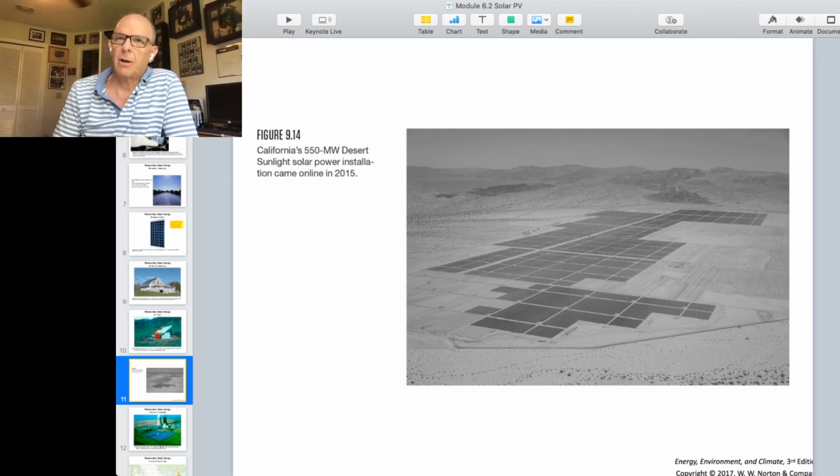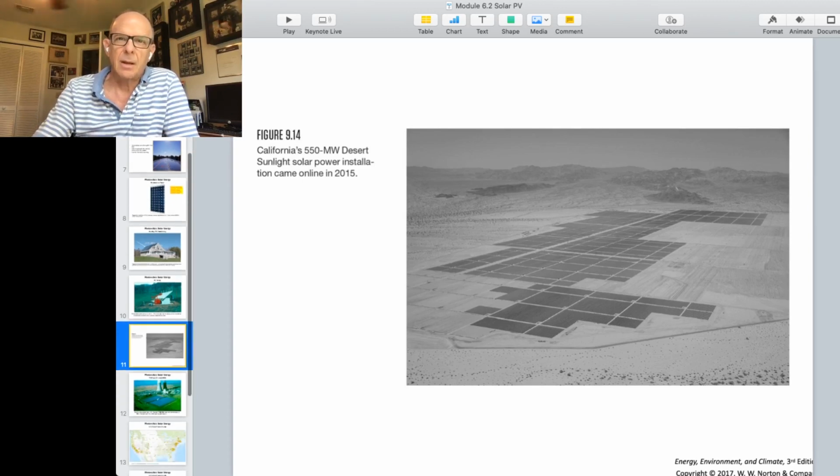So here's a picture from your book showing a 550 megawatt solar power installation in California. That's half a gigawatt. That's about half the size of a typical fossil fuel burning power plant in terms of power generating capacity. That's its rating. Of course, a fossil fuel power plant can be producing that level of electricity overnight, and the solar plant cannot.